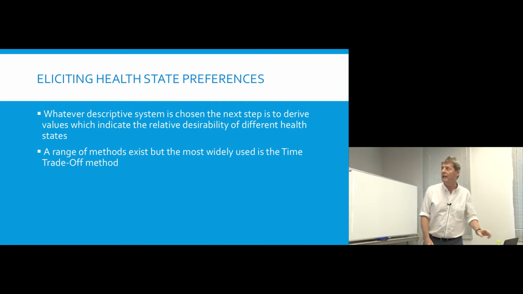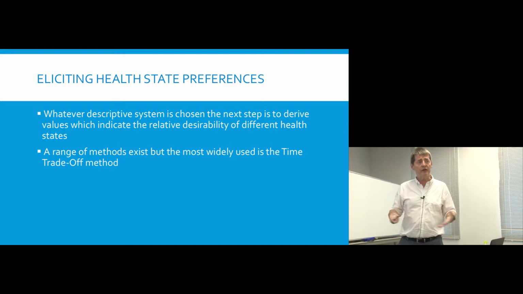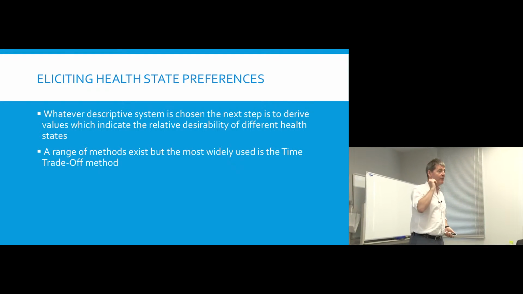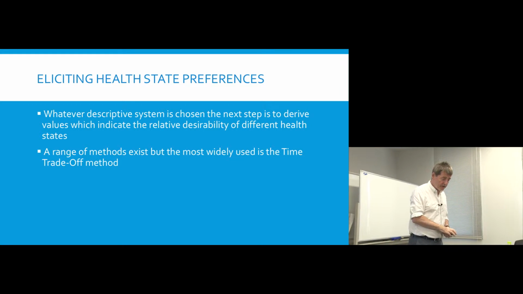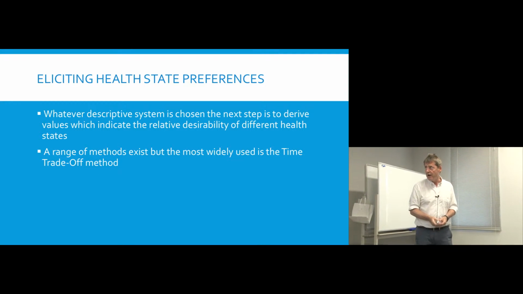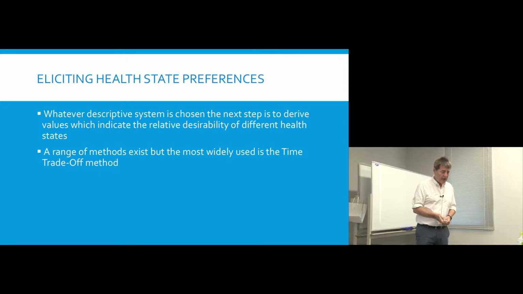So, eliciting health state preferences. Whatever health state descriptive system we use, the next step is to get some scores, some numbers attaching to the different health states. There are a range of methods available, but far and away the most widely used is something called the time trade-off method.